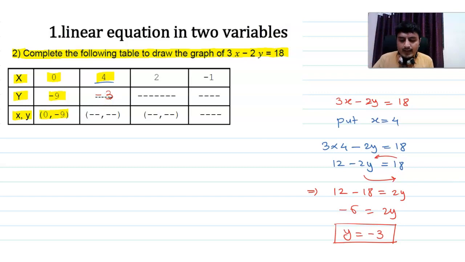Y value, once x is equal to 4, we have y equals minus 3. So the coordinates we have are 4 comma minus 3. Now look at the next one. Once our value of x is 2, we have to evaluate the value of y.